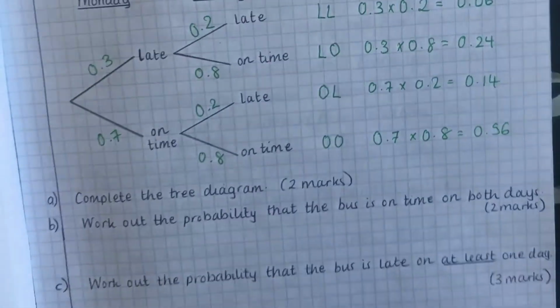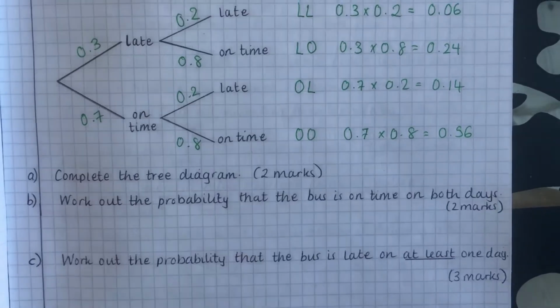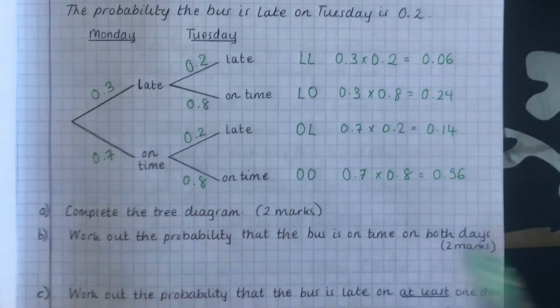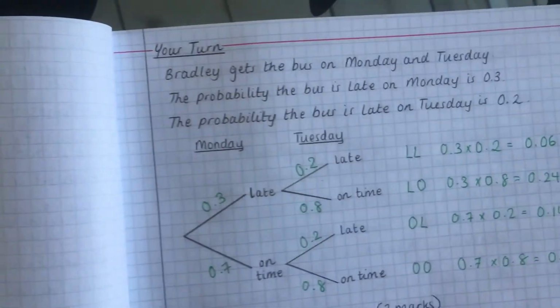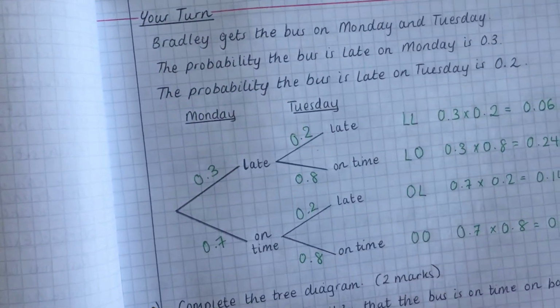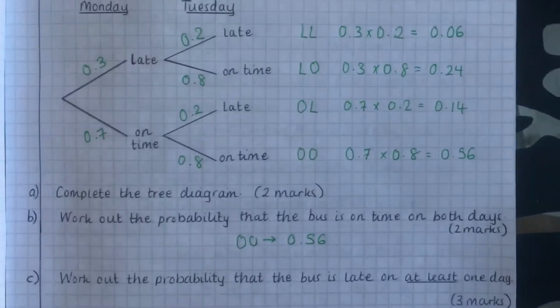Now moving on to part B, work out the probability that the bus is on time on both these days. So on time is OO. We've already done that. It's 0.56. So OO, 0.56 is our answer for that.